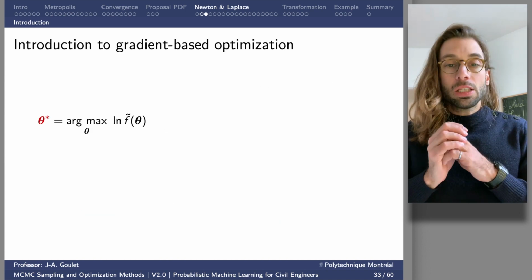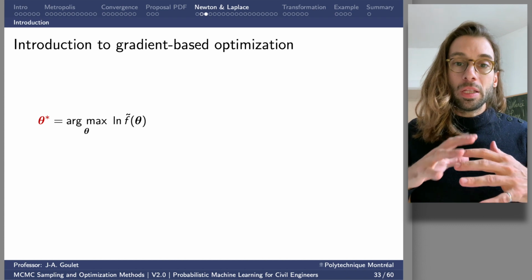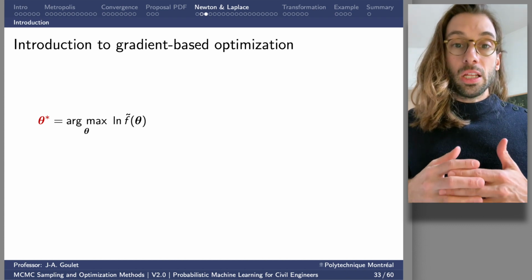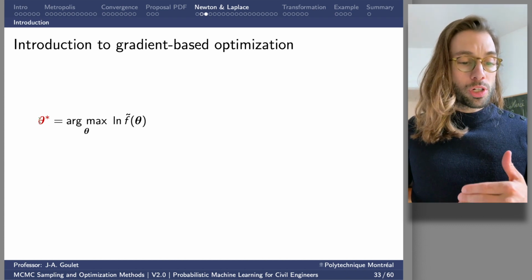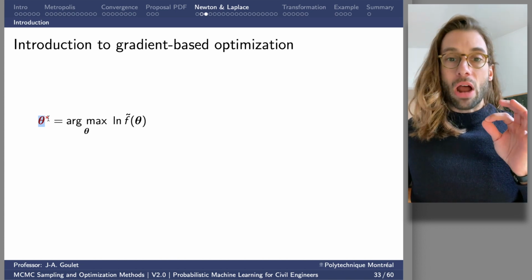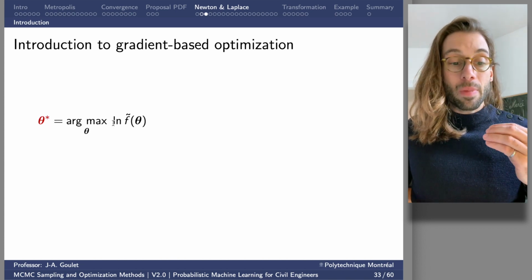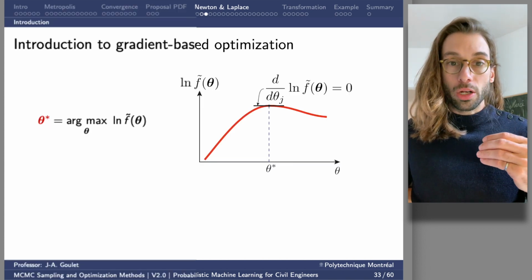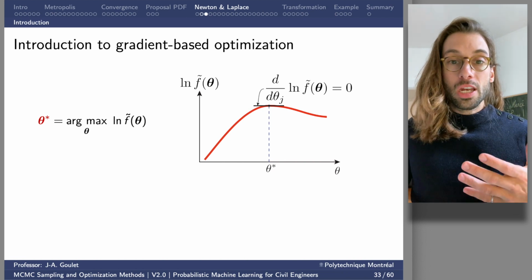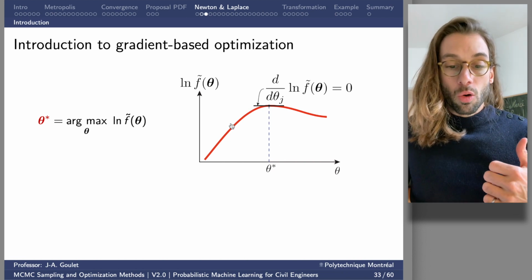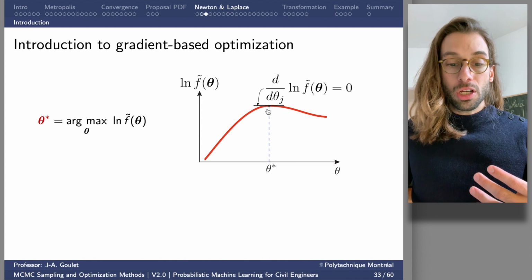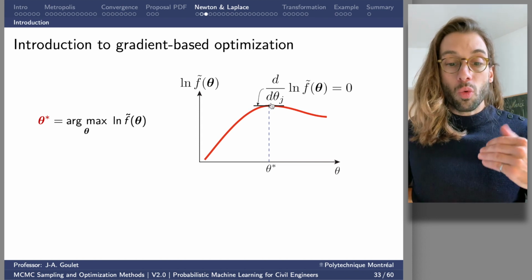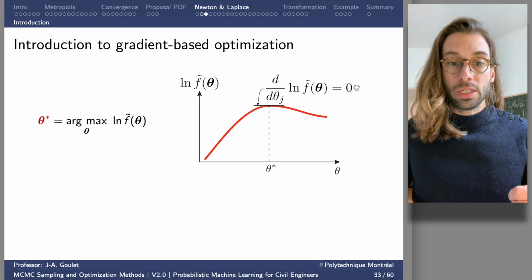Okay, so let's start with the fundamental concept of gradient-based optimization. What we're seeking is that single set of parameter values that's going to maximize the log of my target function, okay? And we know from basic calculus that the max of a function is at the point where its derivative is equal to 0, okay?